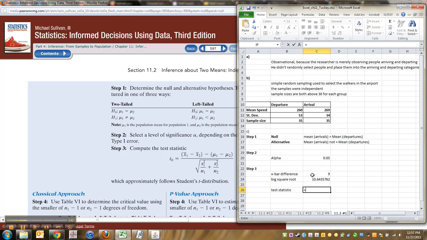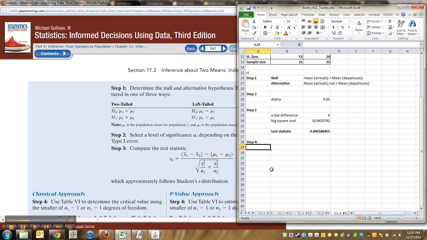All right, so the test statistic is this number divided by that number, because technically the numerator is minus 0. And there you go. Test statistic is 0.845. Cool. Now step 4, which we never have time to finish in this, but that's all right. We'll start it. Let's do the classical way. So the classical way is we're going to need a critical value. Actually, we're going to need 2 of them, right? Because this is a two-tailed test.